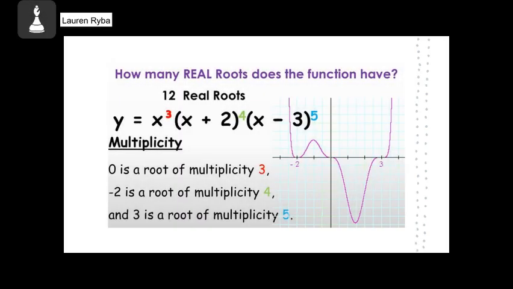Here we see an example of a function with what's called 12 real roots. How do we know there's 12? Well, this one here, x to the 3rd power, is going to give me 0. Because it's to the 3rd power, it has a multiplicity 3. This one here, x plus 2, if I solve that, is going to give me negative 2 as a root. Power 4 means multiplicity 4. And this last one, x minus 3, gives me 3 as a root, multiplicity 5. If I add all of these together, I get 12 real roots. So this is a function that is x to the 12th power. So there are 12 zeros.